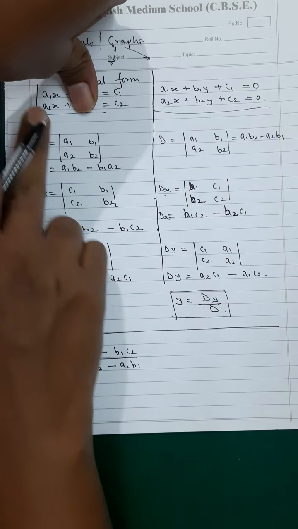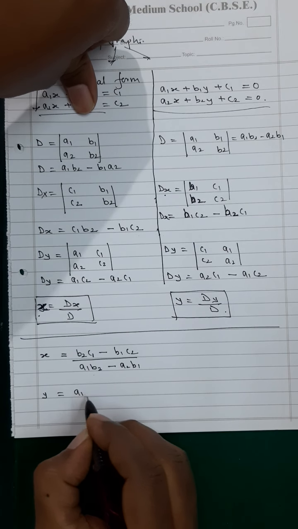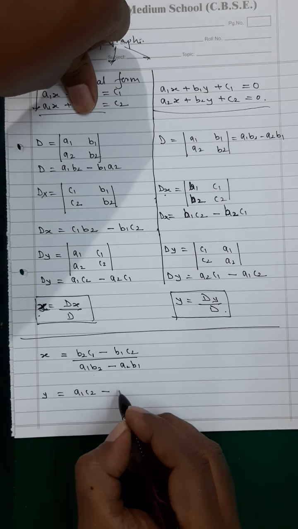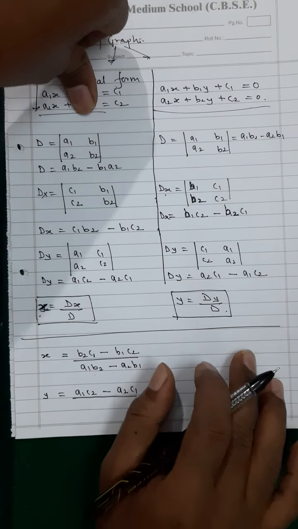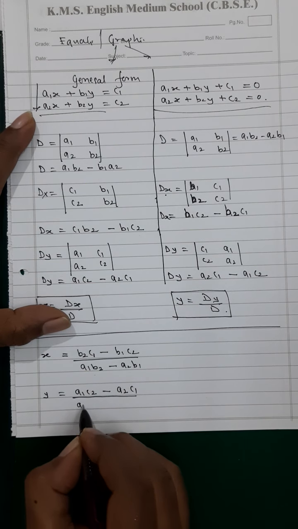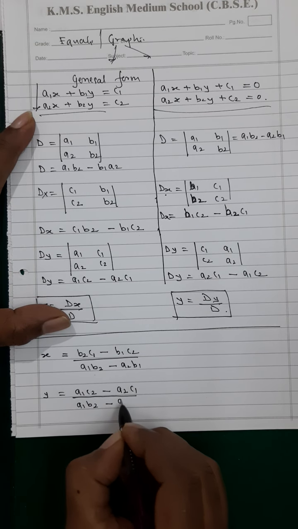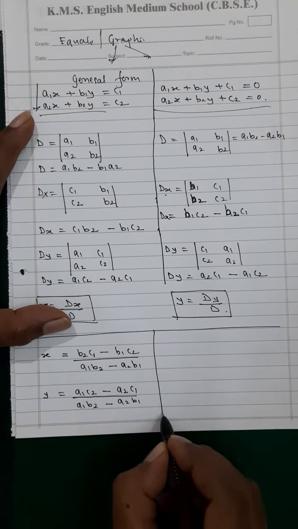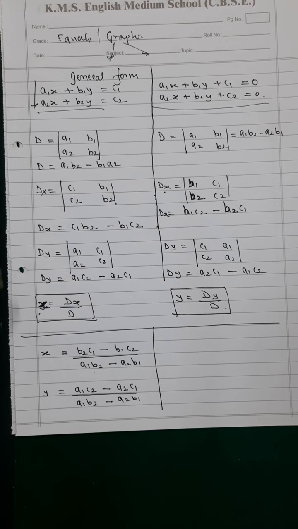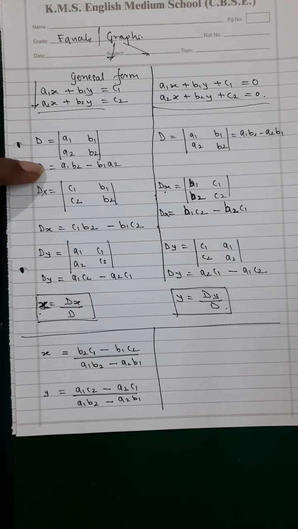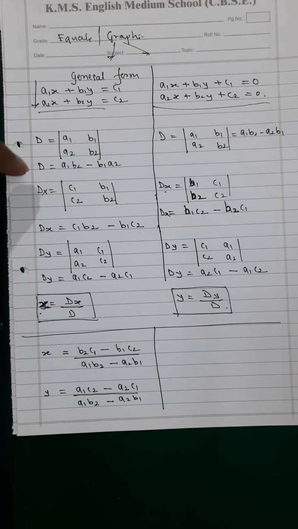Here you are not going to swap them. So you will write a1 c2 minus a2 c1 upon d, where d is a1 b2 minus a2 b1. They will straight away write this, not separating them. We better write it in a separate way. So we calculate d separately, dx separately, dy separately, and then write x is equal to dx upon d, y is equal to dy upon d.